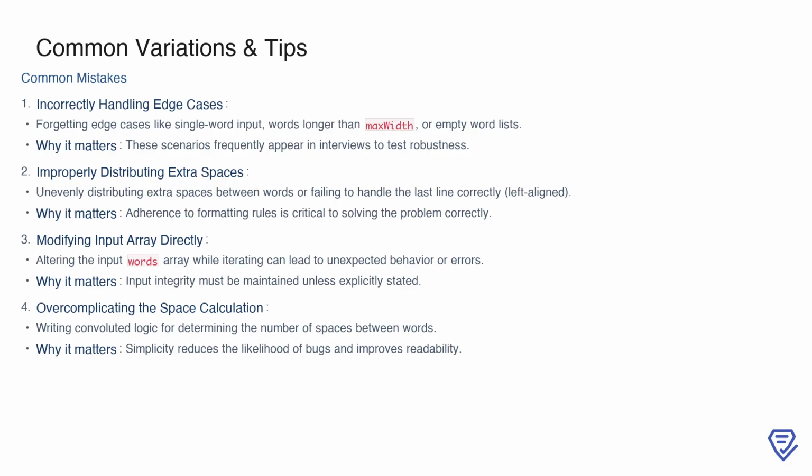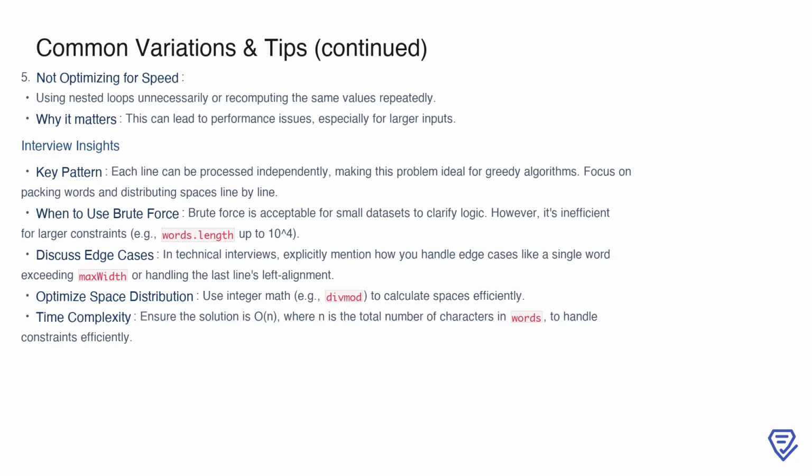Lastly, overcomplicating space calculations can introduce unnecessary bugs. Simpler, more readable logic is not only easier to debug but also makes your solution more elegant and efficient. Another mistake to avoid is neglecting performance optimization. For example, relying on nested loops or recalculating the same values repeatedly can degrade performance, especially with larger inputs. Instead, aim for a solution that processes each line as efficiently as possible.